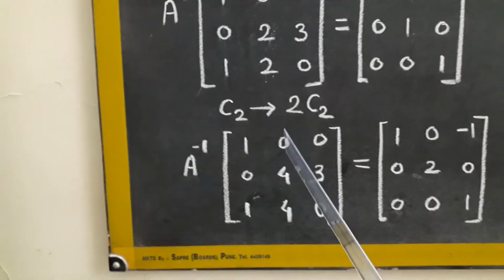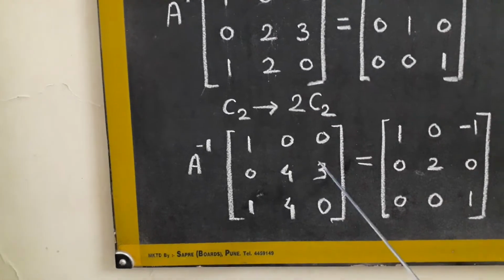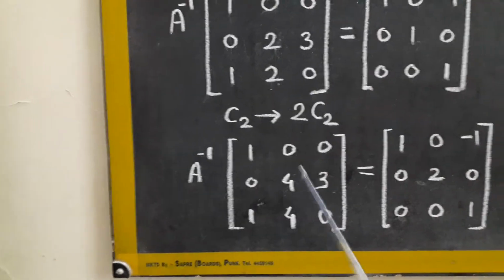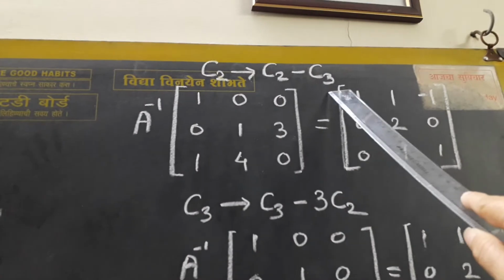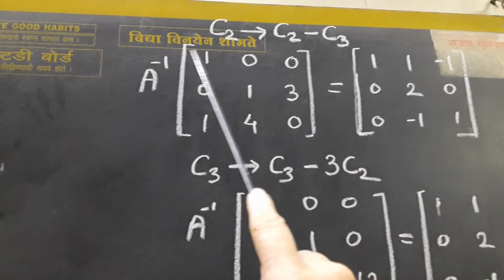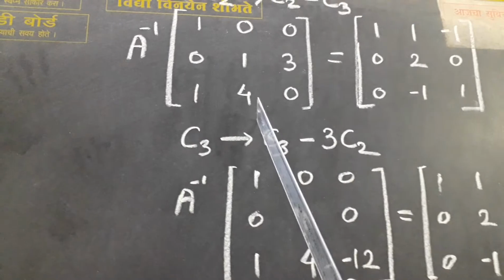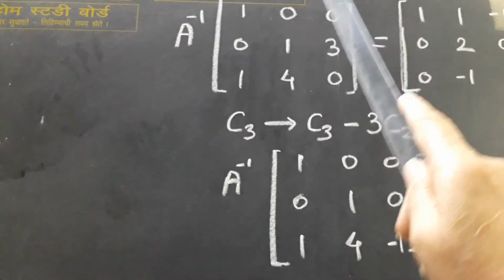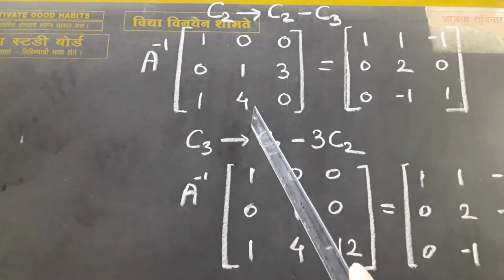Okay. So for C2, I have to get 1 over here in this place, and for that C2 minus C3 will give you 1, and so our transformation becomes C2 minus C3. So C2 minus C3, and hence we are getting the first row as it is, first column as it is, the second column we are changing as C2 minus C3, and that is nothing but we are getting it this way.